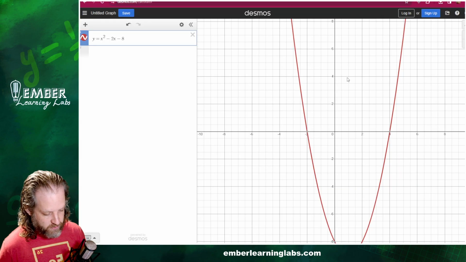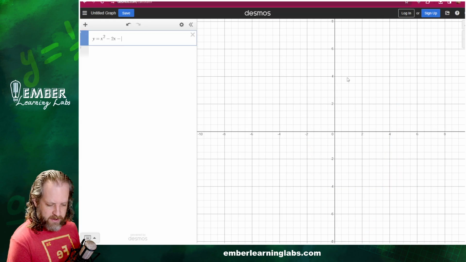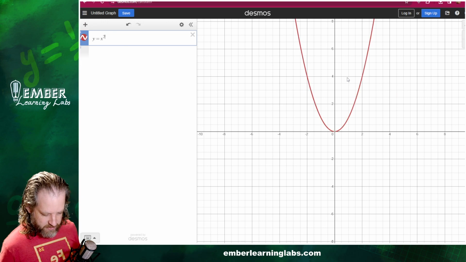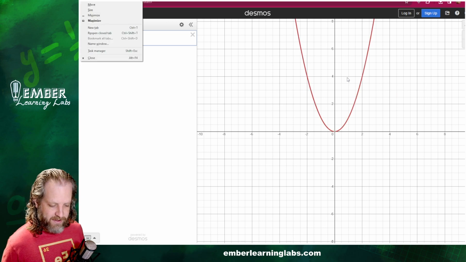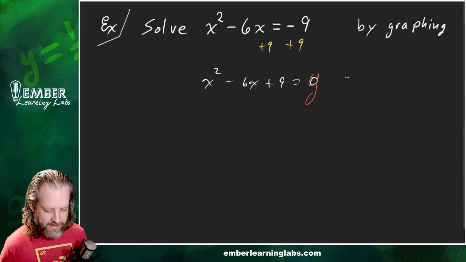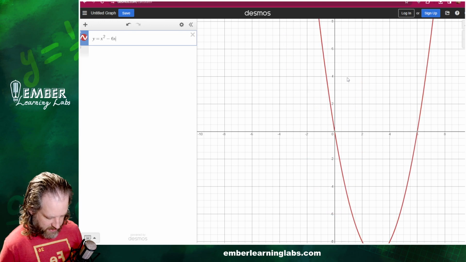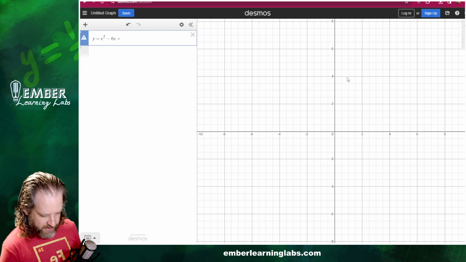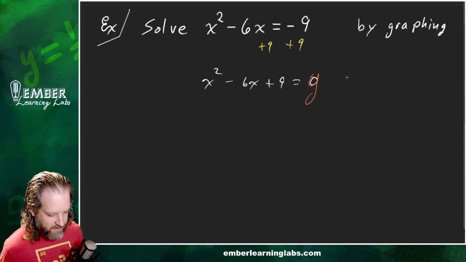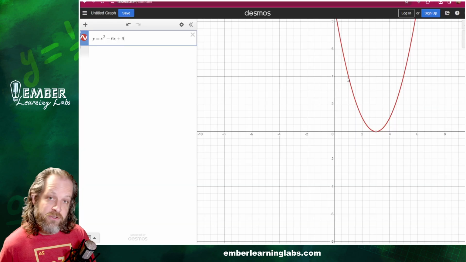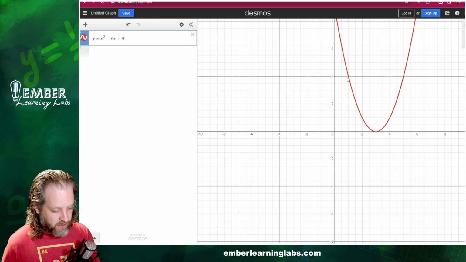So y equals x squared. Let me get this one out of here. Y equals, I should have just left the x squared. Got too excited with the backspace. Minus 6x. Was it plus 9? Is that right? I think that's right. Plus 9. All right, so this is one example of one that just has one solution.